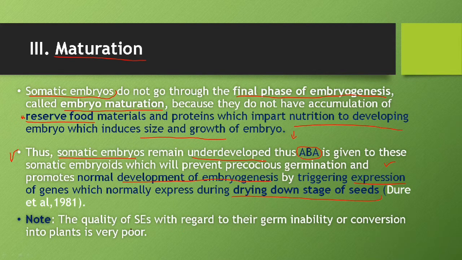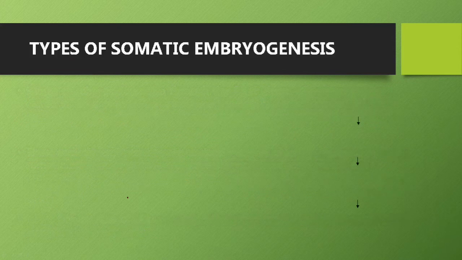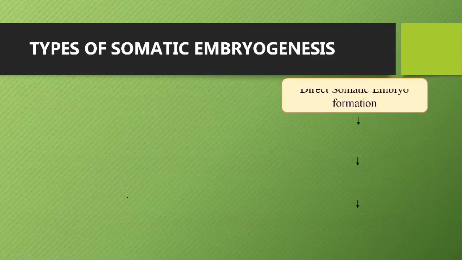But still, even if we add ABA to this solution, there would be low germinability, and conversion into a plant is very poor. So the outcome of these somatic embryoids is generally very poor, and this is the main drawback of somatic embryogenesis. Types of somatic embryogenesis. There are two types of somatic embryogenesis.